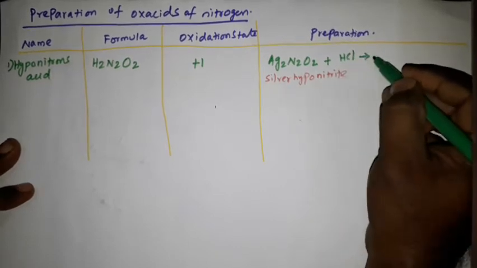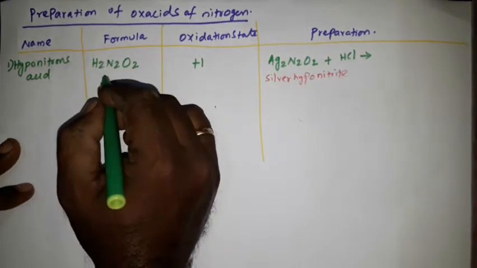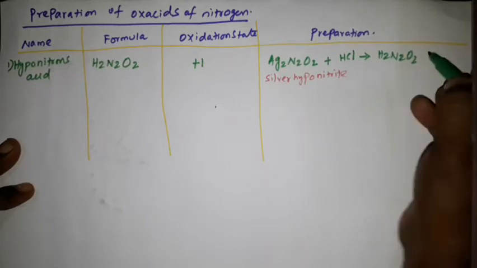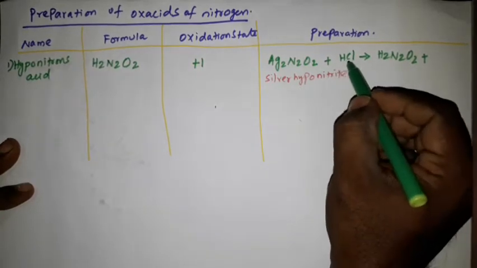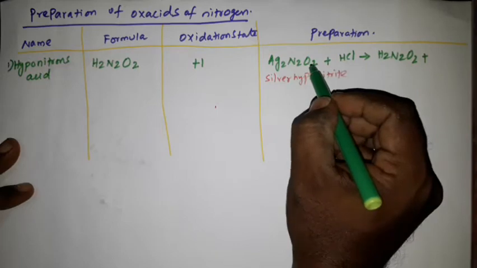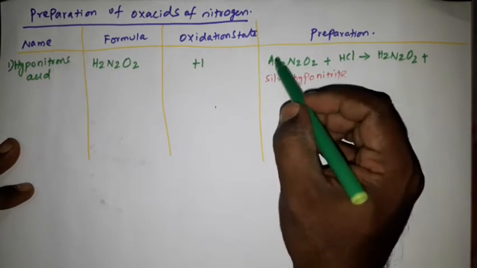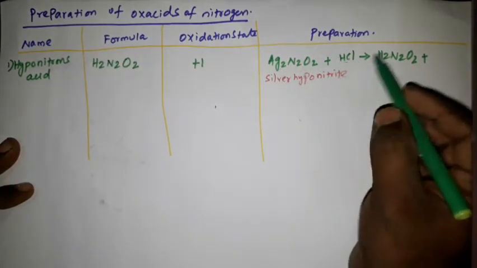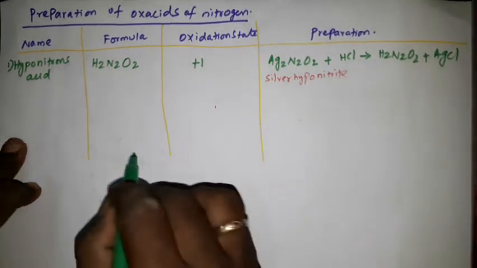The product we will get is hyponitrous acid, that is H2N2O2, plus, see here, hydrogen is there, then nitrogen, oxygen, so H2N2O2. What substances are remaining? The silver is remaining and chlorine is remaining. These two will combine together to give AgCl, silver chloride.